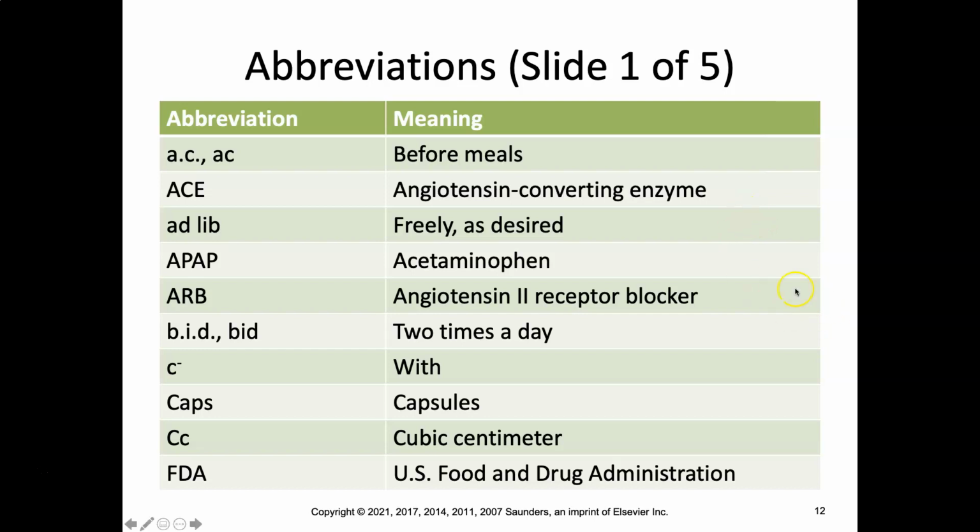I want to point out a couple things to you. This C, the line should be above it. The line should not be after it. It should be right above that C for with. Without is an S with a line directly above it. So make sure you know C with a line directly above it is with. S with a line directly above it is without.